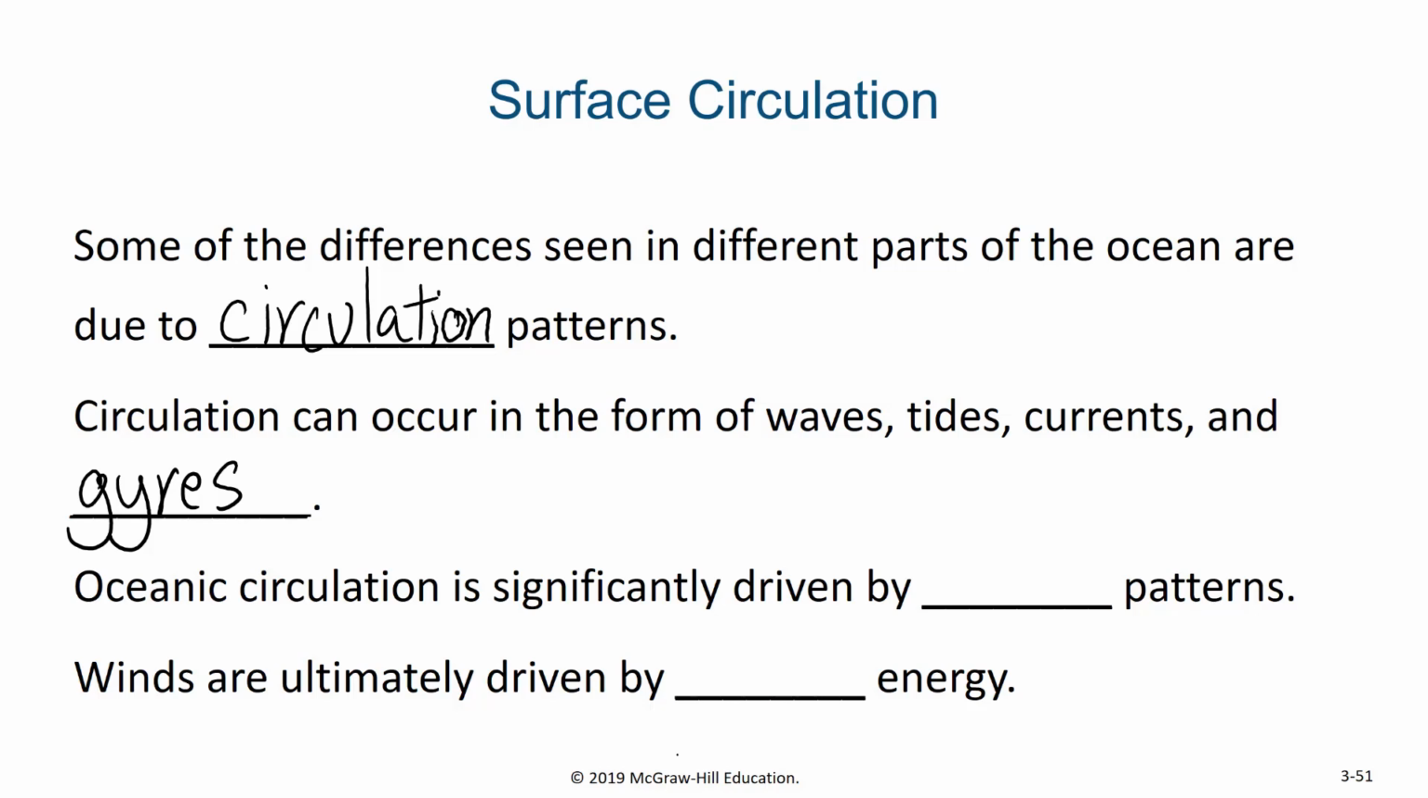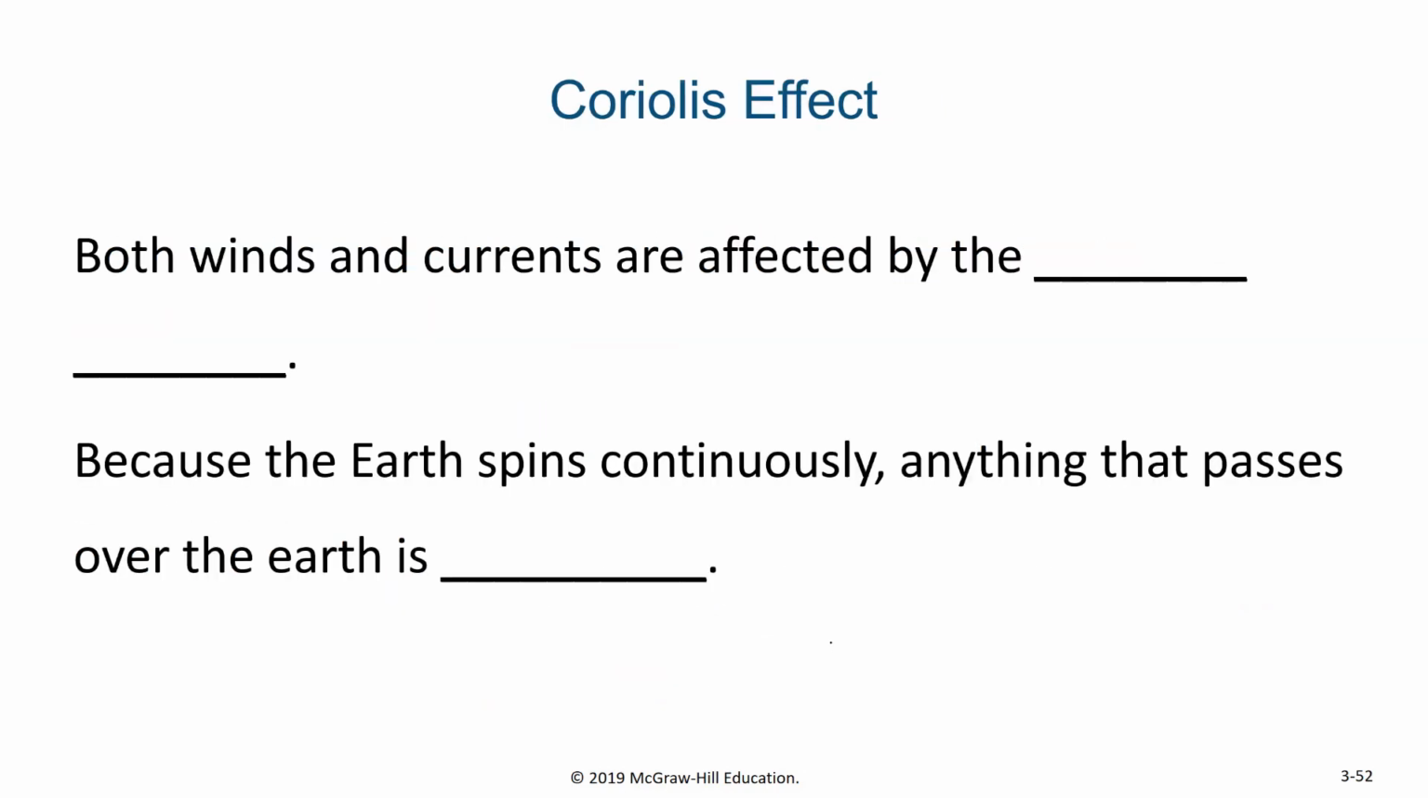Oceanic circulation is significantly driven by wind patterns. And wind is ultimately the result of being driven by solar energy. Because the Earth is rotating, both winds and currents are affected by the Coriolis effect. Because the Earth spins continuously, anything that passes over the Earth is deflected.